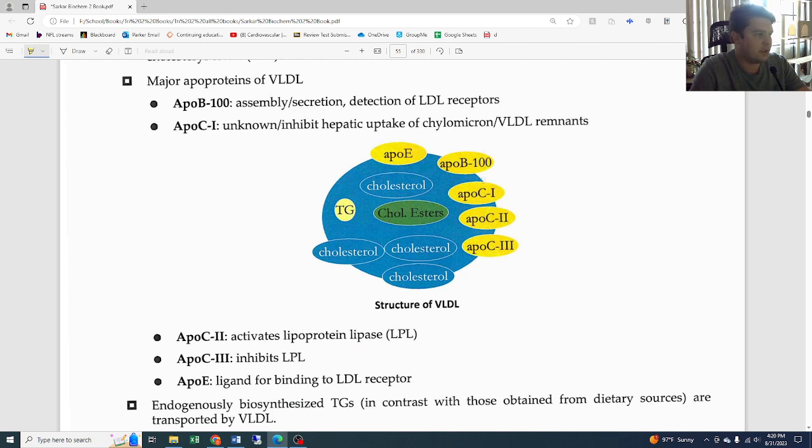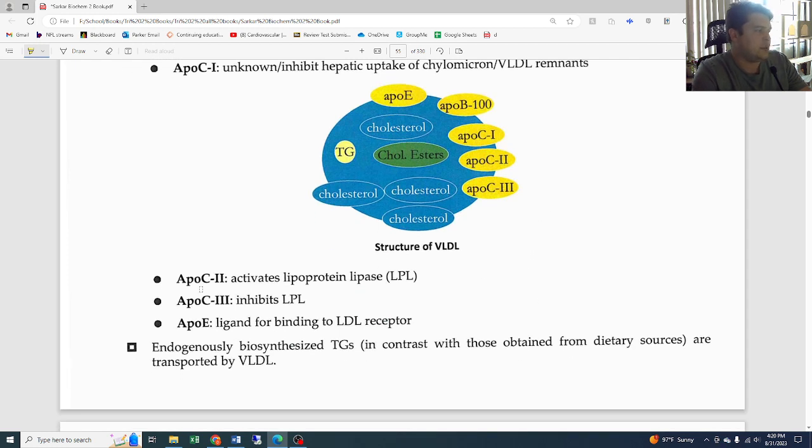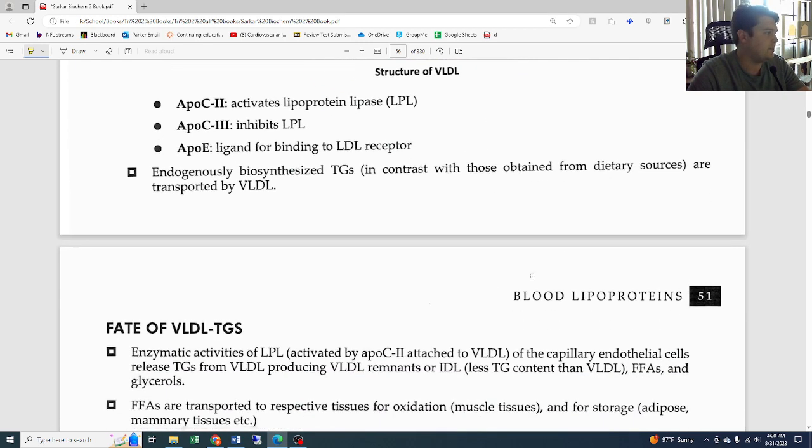Here's the structure of our VLDL, with all its different components. ApoC2 activates lipoprotein lipase, ApoC3 inhibits LPL, and ApoE is the ligand for binding to the LDL receptors to bring it back into the cells. Endogenously biosynthesized triglycerides, in contrast with those obtained from dietary sources, are transported by VLDL. So the chylomicrons transport the ones from the diet, and the VLDLs transport the ones that the body is producing.